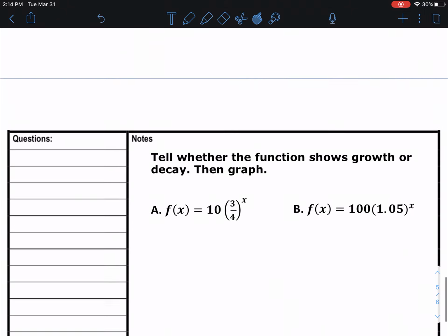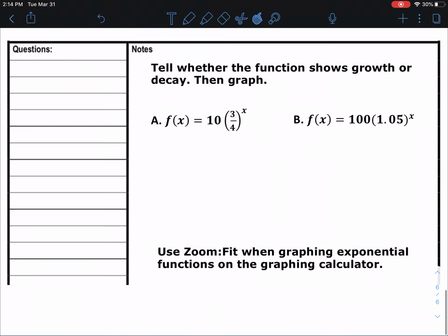Okay, so here's what I was talking about. In this case, we need to determine whether they're growth or decay and then graph them. You're going to do this graphing on your graphing calculator and then just quickly sketch that when you have your assignment. So you're going to look at your b value for both of these to determine what's happening. My b value in this case is 3/4. Because that's between 0 and 1, this would represent a decay.